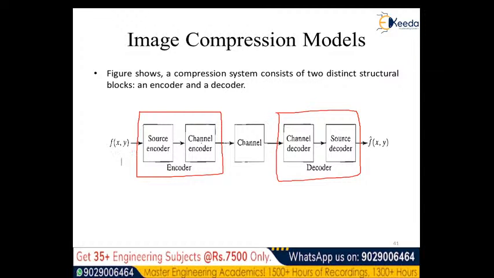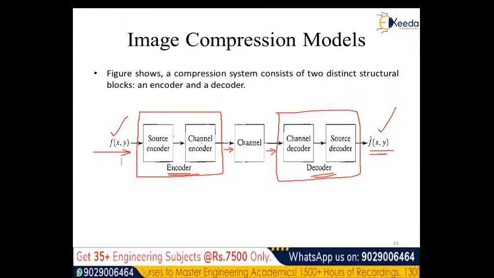As you come from the left hand side, you see there the input f of x comma y. So what is f of x comma y? F of x comma y is the original image. The original image is fed as input to the encoder block. This encoder further gives the output to the block called the channel, and through the channel it is fed as input to the decoder, and finally at the right hand side we obtain f cap of x comma y. F cap of x comma y is the reconstructed image.